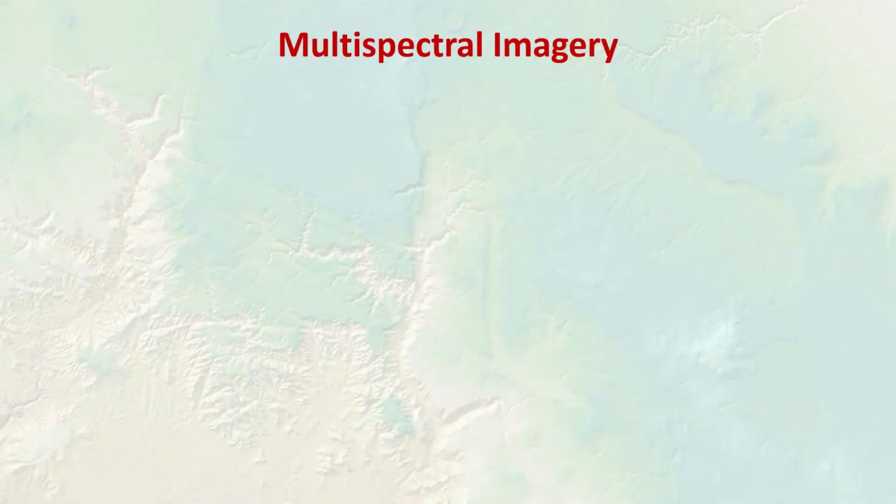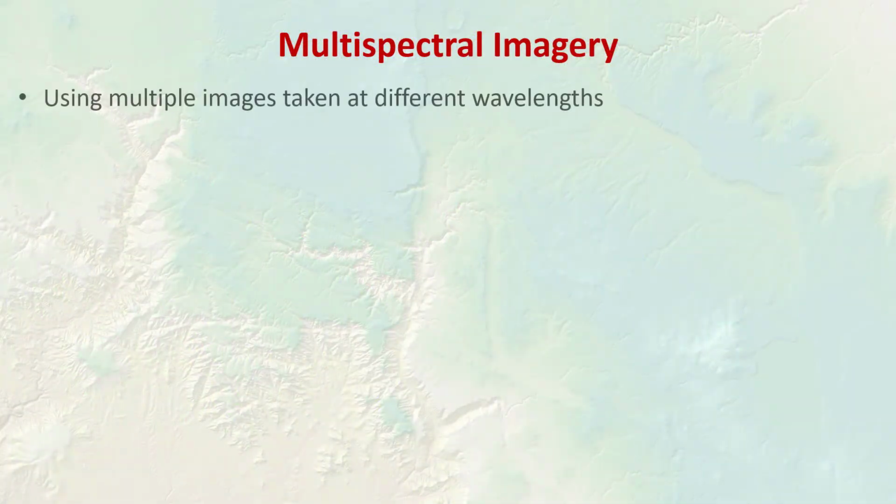All right, moving on back to imagery topics. Multispectral imagery. This is the name for multi-band rasters where each band represents a different slice of the spectrum.